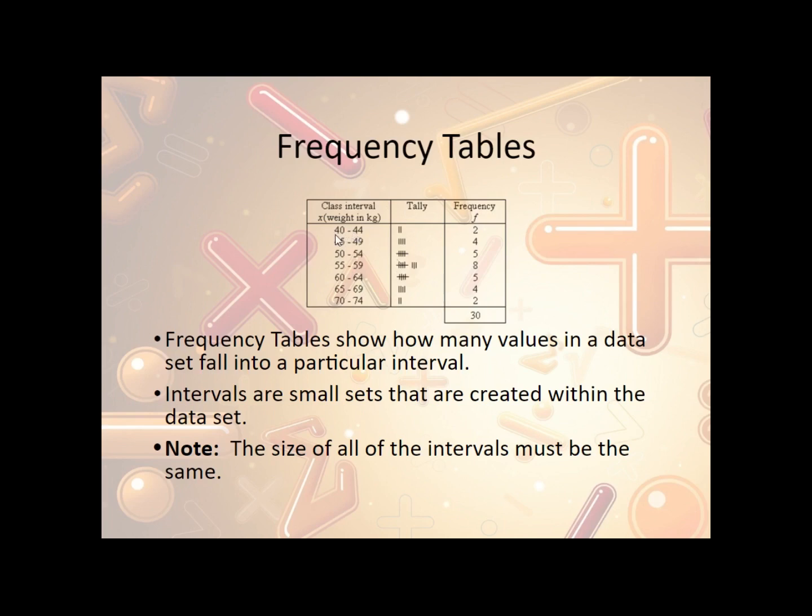So we have an interval here, right? Obviously our data set goes from at least 40 to 74. That's a pretty big span, so we break it up into smaller parts so we can see. From 40 to 44, there were 2 data points that fell within that range. Then from 45 to 49, there were 4 that fell within that range, and so on. So we can calculate how many fell into each range.